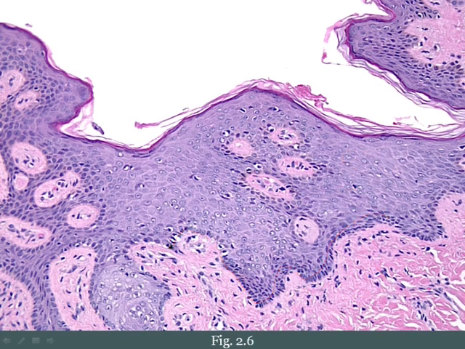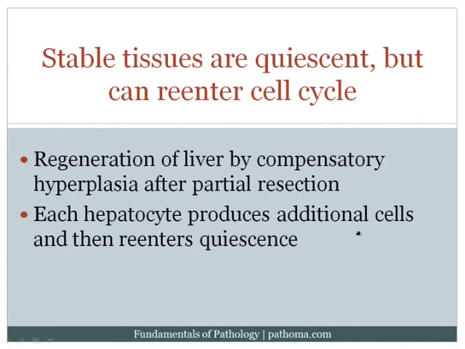I'm going to erase this so that you can now see that this little dark blue layer represents the basal layer, and the basal layer is the regenerative stem cell layer of the skin. All right, stable tissues. What are stable tissues? These are tissues that are quiescent. They're stable. They sort of sit outside of cell cycle, but they have the ability to re-enter cell cycle.